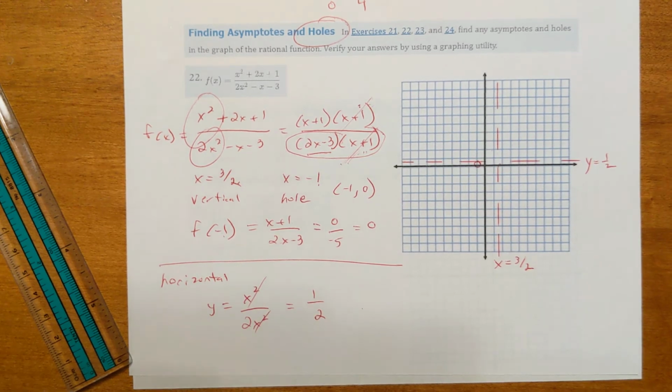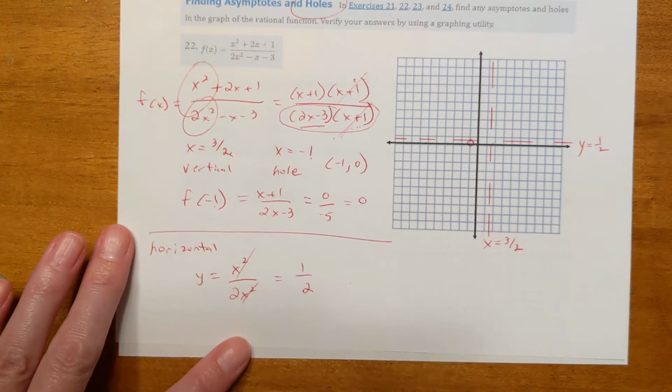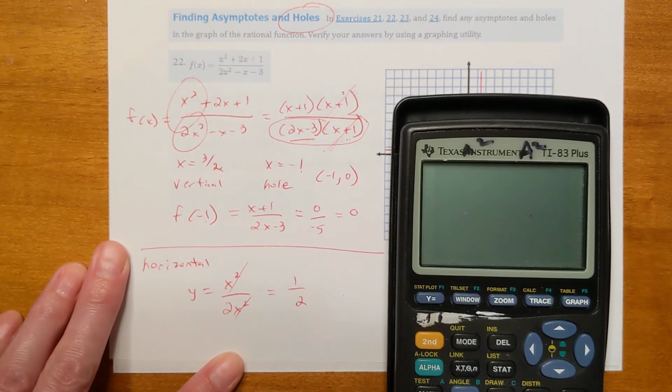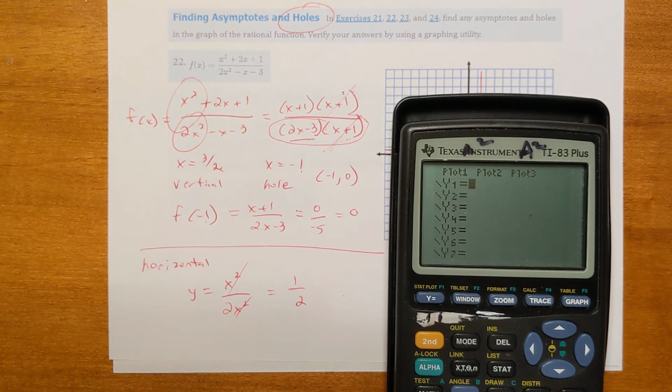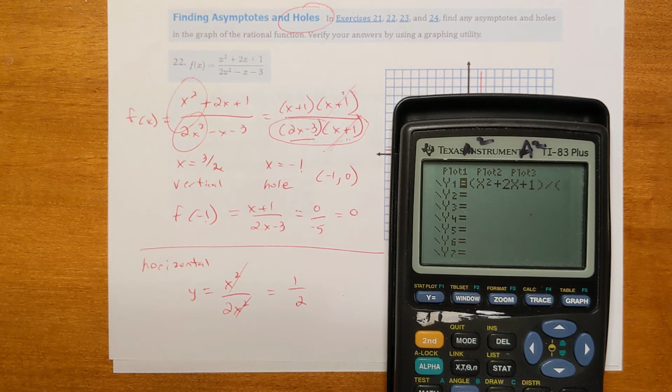All right, let's put it in this old calculator. So we got x squared plus 2x plus 1 divided by 2x squared minus x minus 3. All right, graph. There it is.